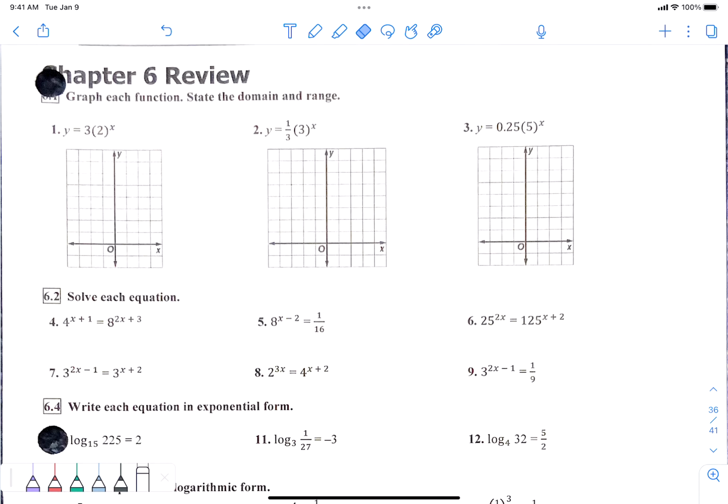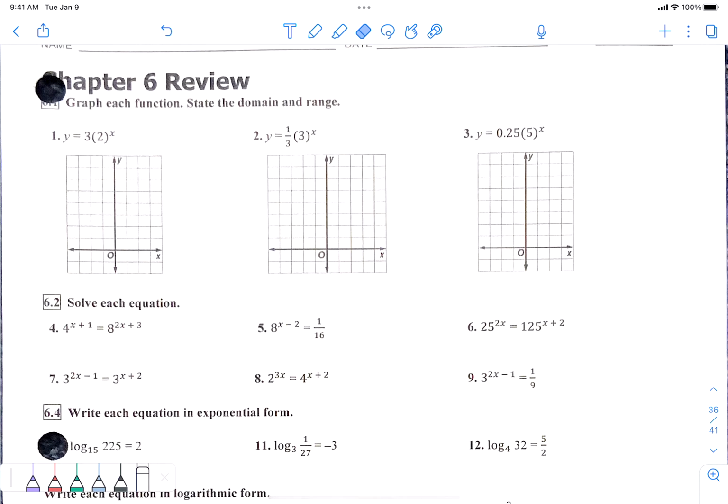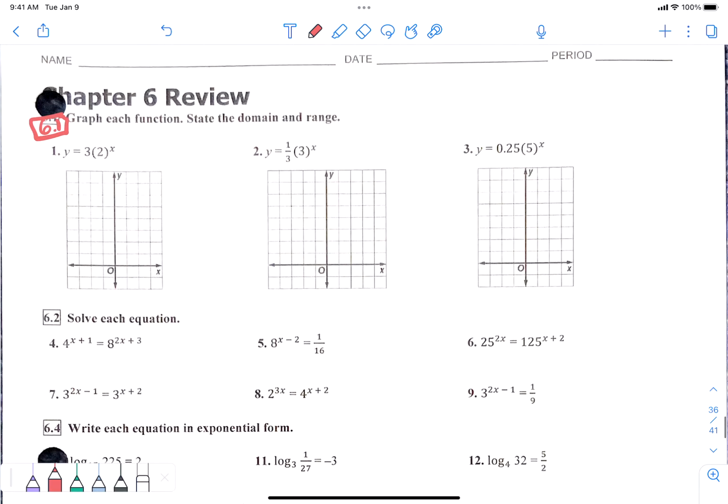So 1, 2, 3 come from section 6.1. You can't really see it because it's behind my hole punch, but I have these blocked off so you can tell what sections each one of these are from if you need to use your notes. 1, 2, and 3, let's do one of them together. Which one would you like to do? 3? Okay, now before we do that, look at these functions.